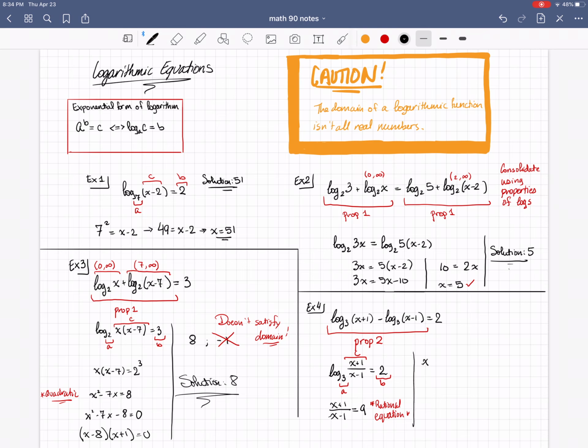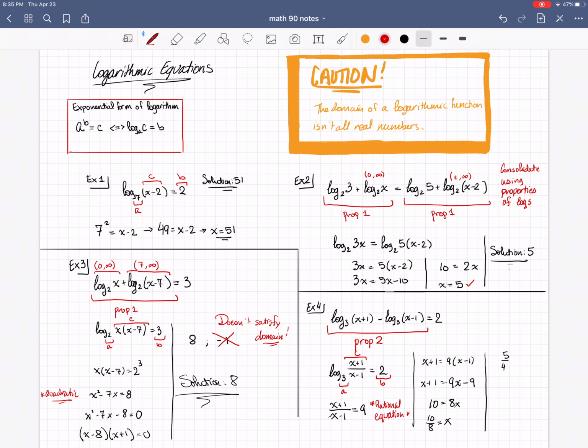So we end up with x plus 1 is equal to 9 times x minus 1. So x plus 1 is equal to 9x minus 9. So here, now we've got it linear, so we'll subtract x and add 9 to both sides. So 10 is equal to 8x. Divide both sides by 8. So x is 10 over 8, which reduces to 5/4. So not so fast. Let's check the domain.